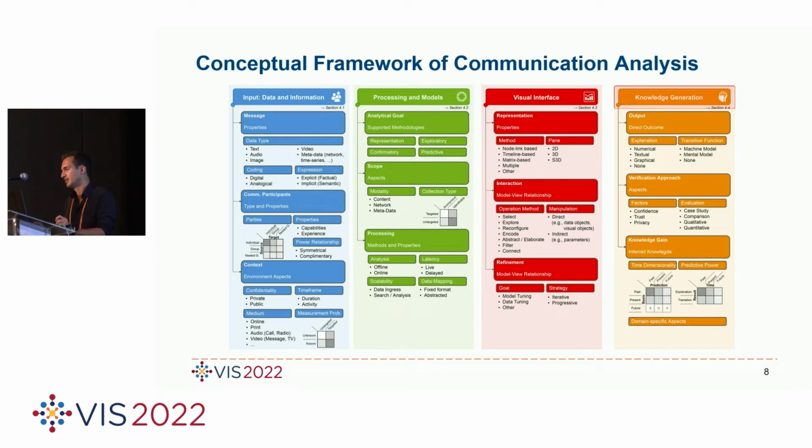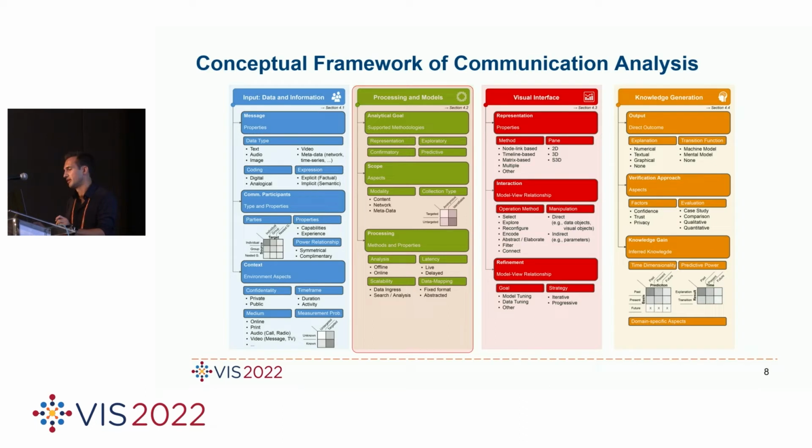Now, in terms of the input, we distinguish between different properties of the messages, like data type, the codings of the message, the types of properties of the communication participants, as well as the context of the environment, like the medium or the confidentiality level. For processing and models, we consider analytical goals, like representation, exploration, and the scope, what type of modalities are included, the properties of particular methods, like what's the time delay, what's the scalability we heard about earlier today, latency issues, or data mappings.